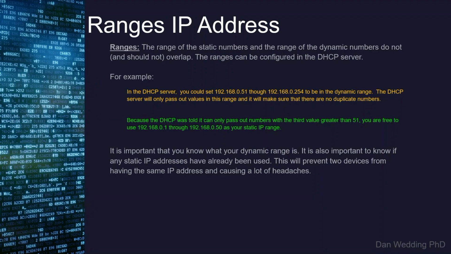Because the DHCP was told it can only pass out numbers with a last value greater than 51, you are free to use 192.168.0.1 through 192.168.0.50 as your static IP range. It is important that you know what your dynamic range is. It is also important to know if any static IP addresses have already been used. This will prevent two devices from having the same IP address and causing a lot of headaches.